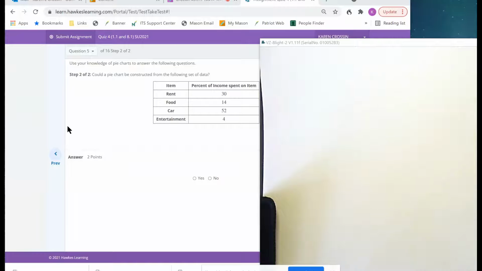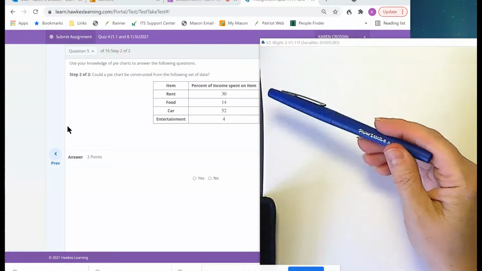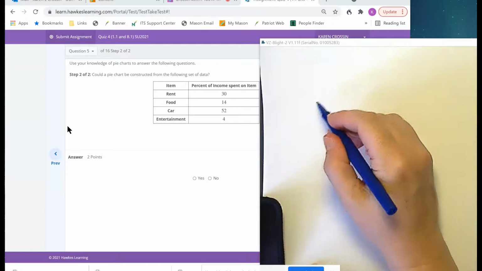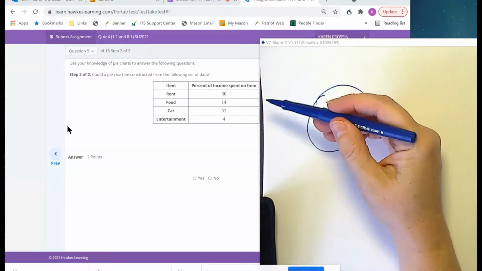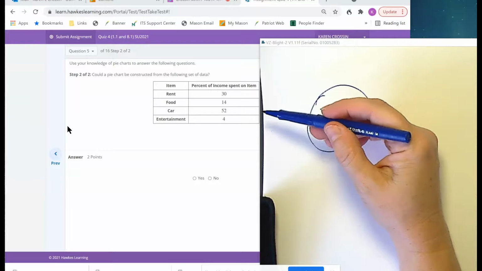All right. Anyway, so it asks us, could a pie chart be constructed from the following data set? And it tells us percent spent on each item. In order to make a pie chart, what do you need to have? The numbers need to add up to 100. Yeah, you need to have all the data. Okay, so let's see. We've got 30 plus 14 is 44, plus 4 is 48, plus 52 is 100.